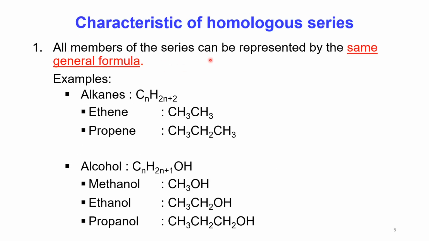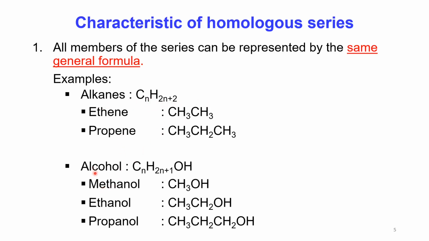All members of the series can be represented by the same general formula. So this is a characteristic of homologous series: all the members in the homologous series have the same general formula. For example, we have alkane, and the formula is CnH2n+2, where n is an integer starting from n equal to 1, 2, 3, and so on. The members of the series are, for example, ethane with 2 carbons, CH3CH3, and then propane with 3 carbon atoms, CH3CH2CH3. So ethane and propane have the same general formula, CnH2n+2.